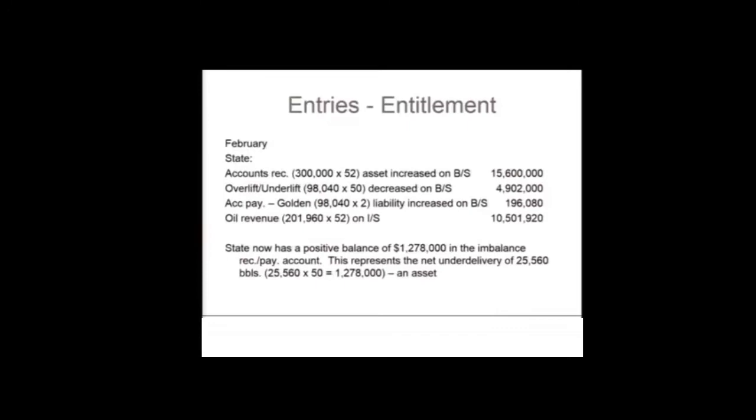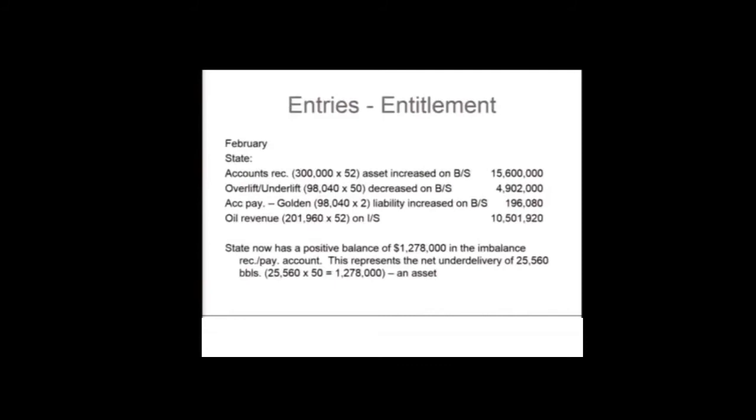based on this month's price. They were entitled to take 201,960 barrels based on this month's price of 52. That's their revenue, 10,501,920. So State has the opposite thing going on. They underlifted last month by a whole lot, 123,600 barrels. They're overlifting this month, so they're making up for some of last month's underlift, but not all of it. They're making up for 98,040 barrels of last month's underlift.